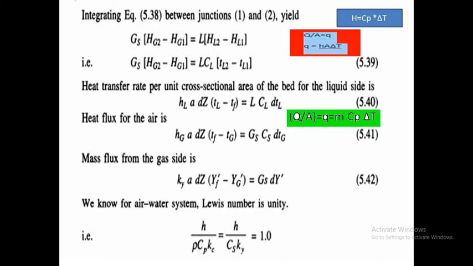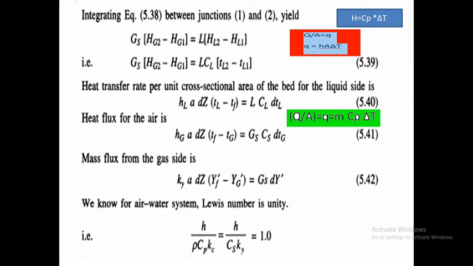Okay. So here heat flux for the air, for the air condition, similarly the heat transfer coefficient is Hg, area is width into height, A into dz, and change in temperature is Tf minus Tg. In the RHS, gas flow rate is Gs, gas specific heat is Cs, and temperature change is dTg. This is equation number 5.41.